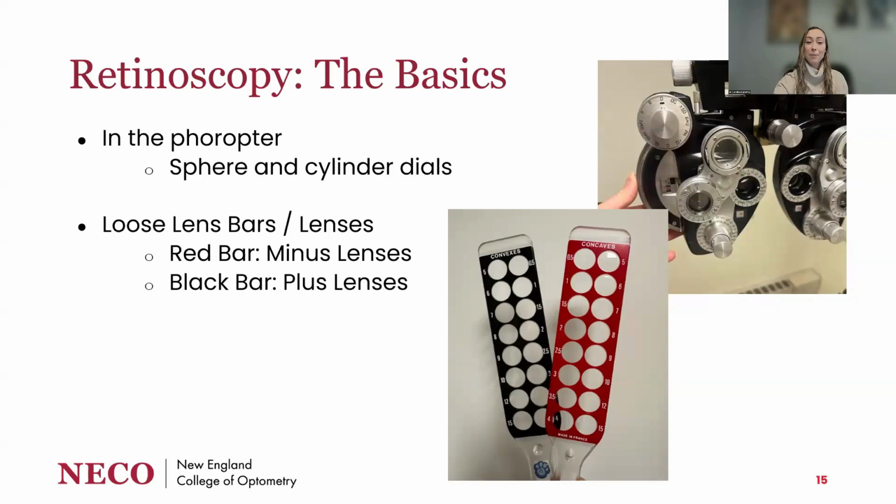We can see here that the red bar contains minus lenses in half diopter steps, ultimately going to full diopter steps once we get into the higher powers. Our black bar contains plus lenses, which we would use to neutralize the with motion. For example, if we saw with motion to start with no lenses in place, we would grab that black retinoscopy bar and continue to add plus power until we get neutral or see reversal when against motion begins. And we know that we've gone too far and added too much of the with power.